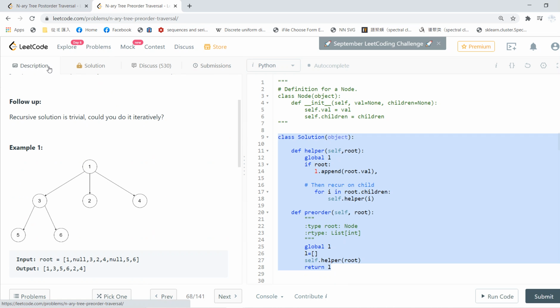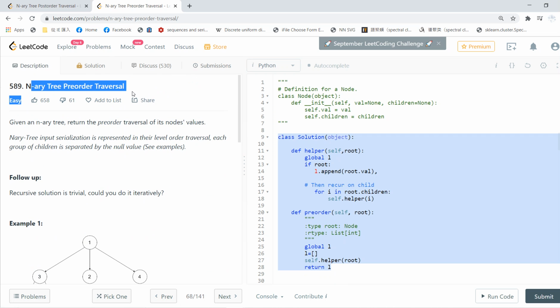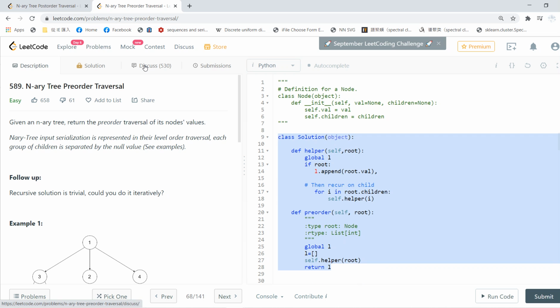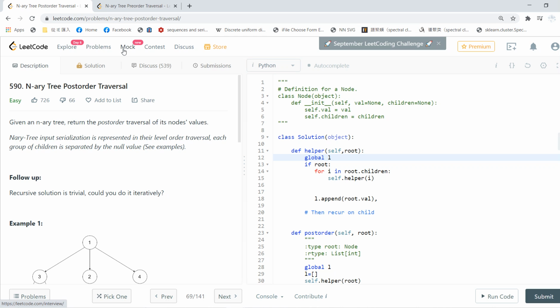Solving these LeetCode problems, one is the preorder, one is the postorder. Okay, so let me explain. Usually in a binary tree, preorder means that we start at the root, and then we go to the left and the right. So the root is important, then we start from its children. And for postorder, we start from its children and then we go to its root.